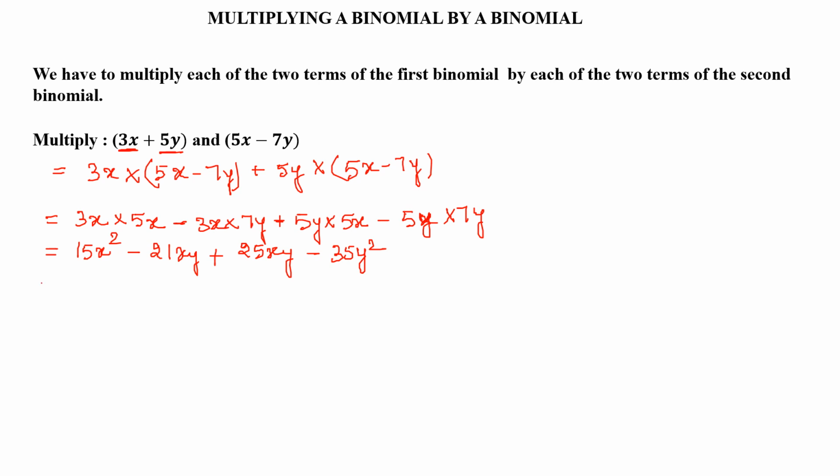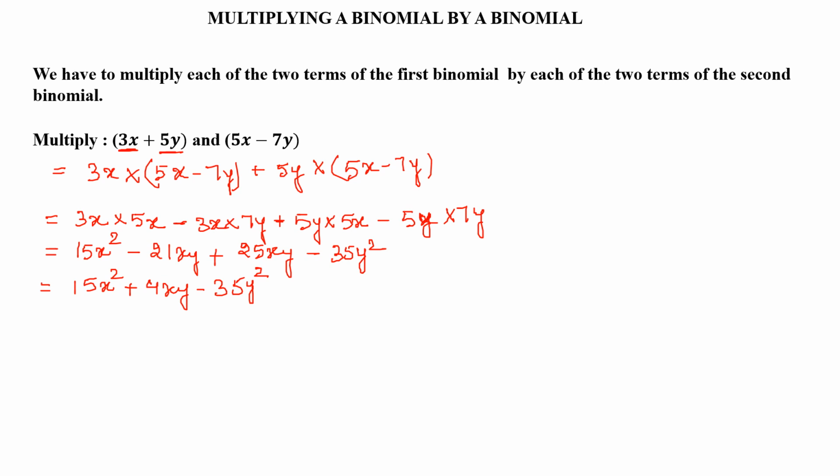So it will be 15x square. Now minus 21 plus 25. So as 25 is greater, right? So sign will be plus, and one is negative, one is positive, so you have to do the subtraction. So 25 minus 21 is 4xy, minus 35y square.